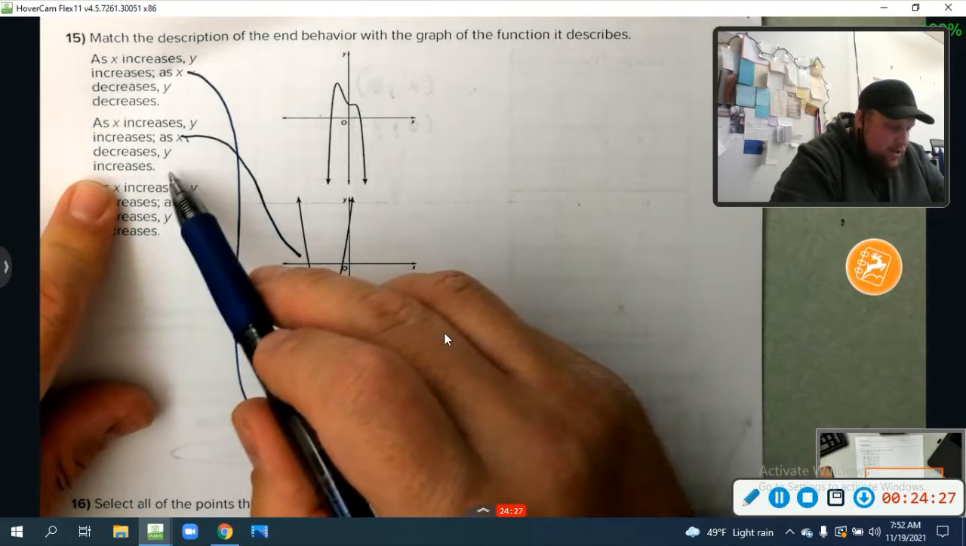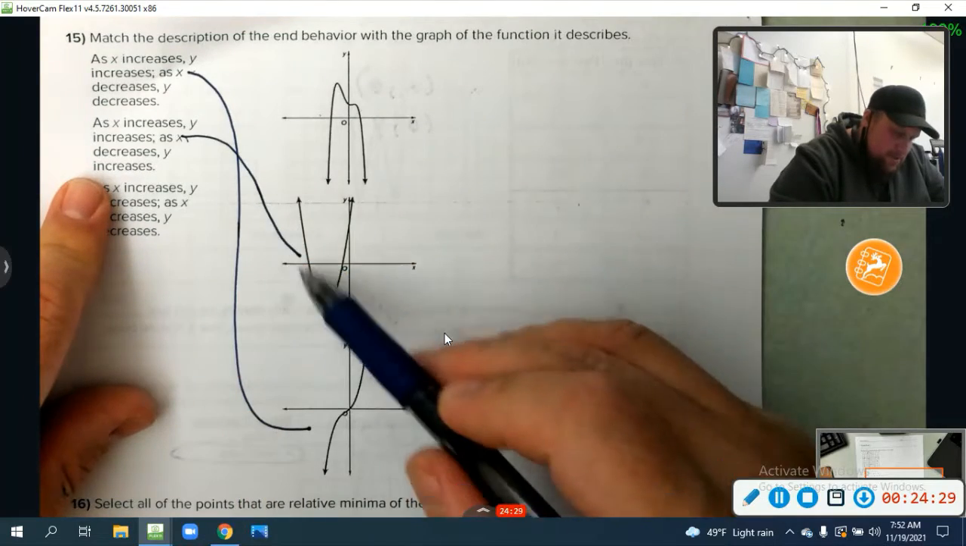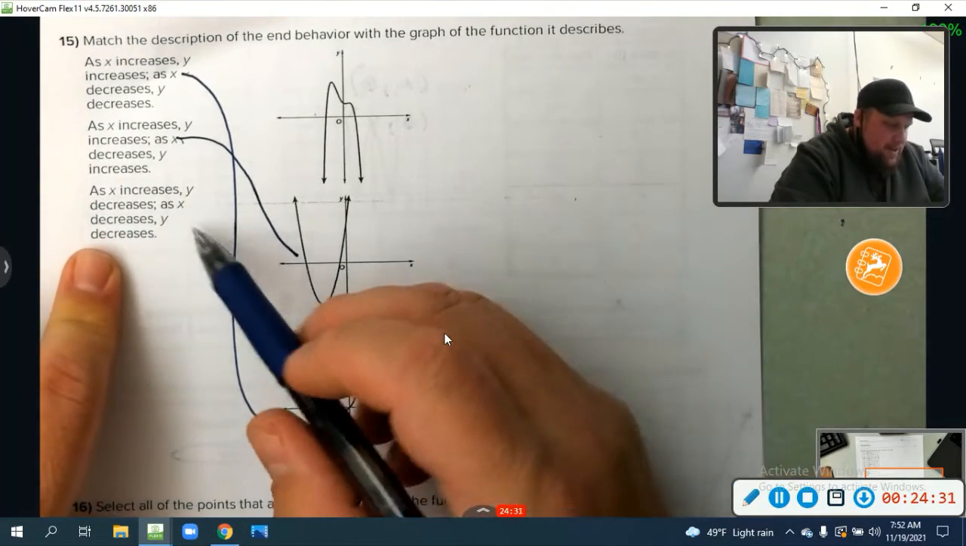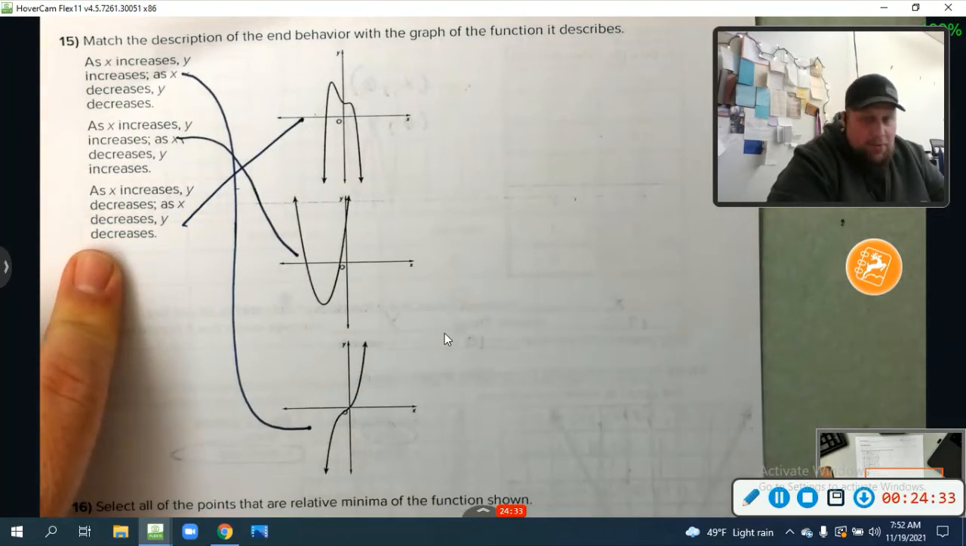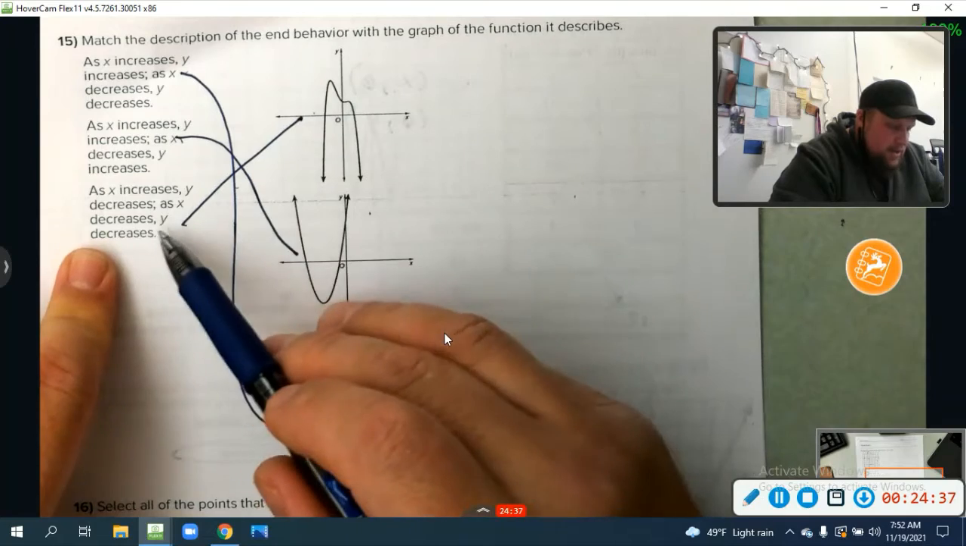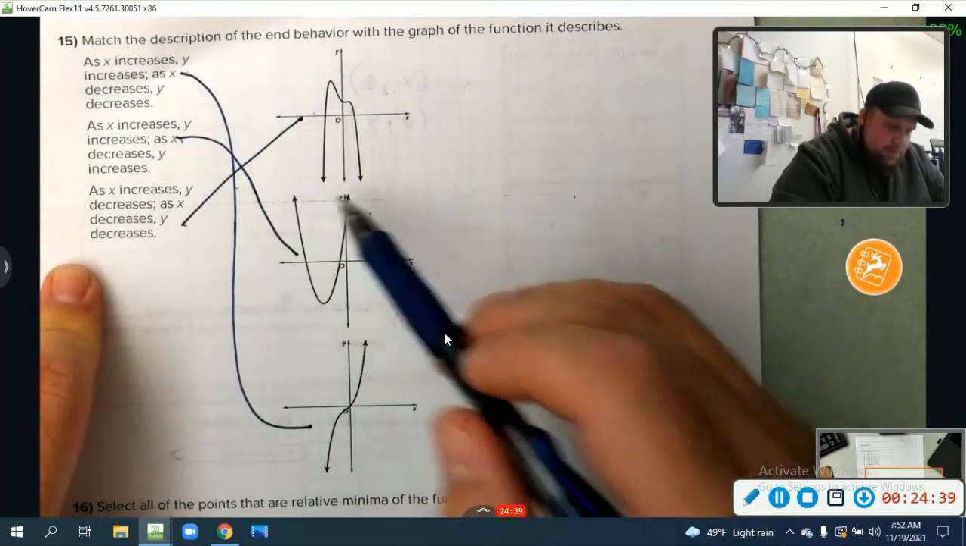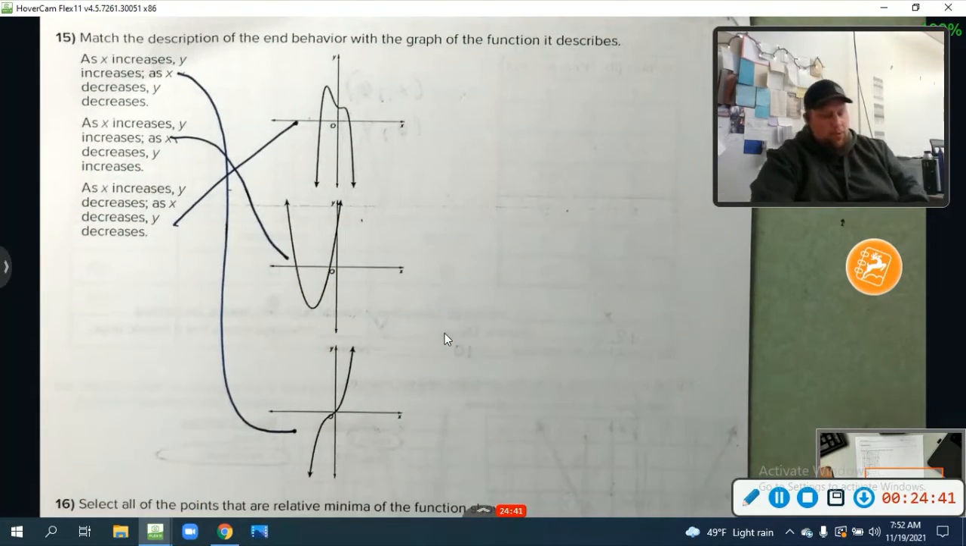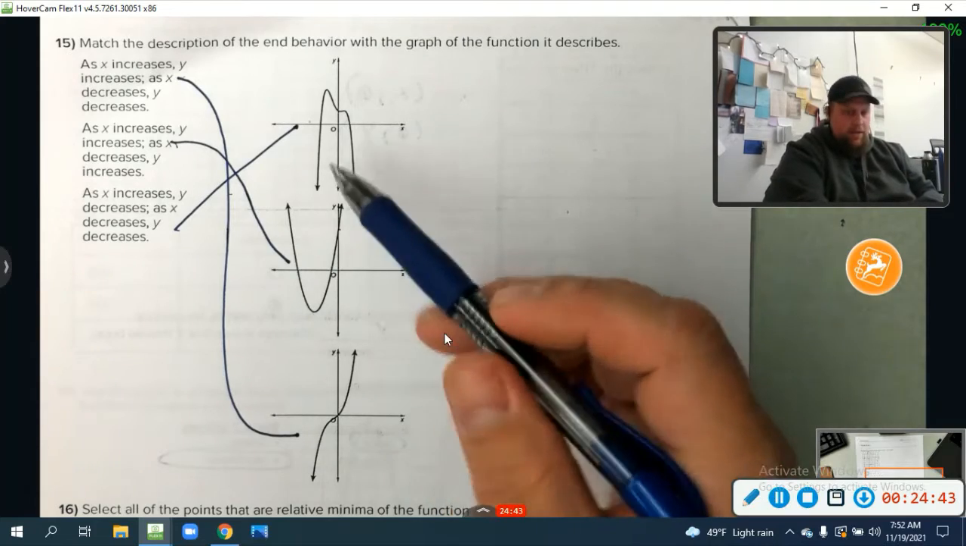As x decreases, y still increases. Still this one. Okay. And then clearly we're left with that. That's called problem solving. But let's see why as x increases, y decreases. Yep. And as x decreases, y decreases. Yep. Okay. Remember, we're only looking at the ends on end behavior.